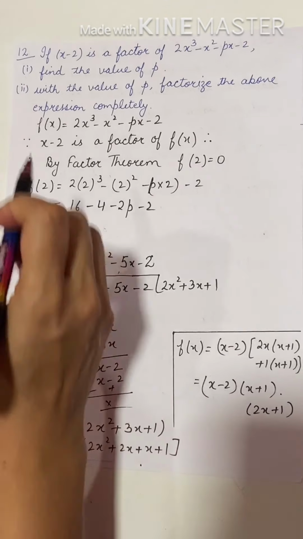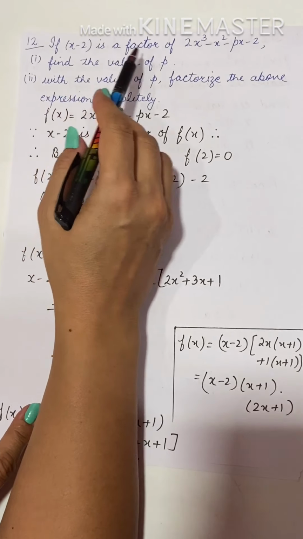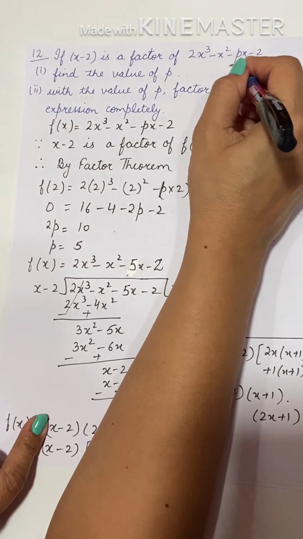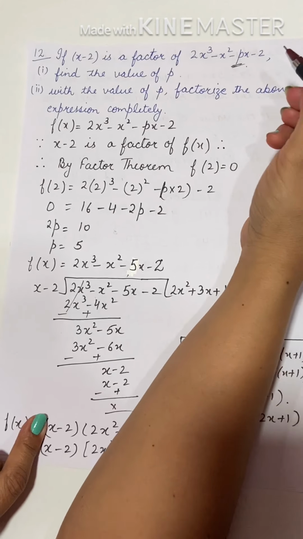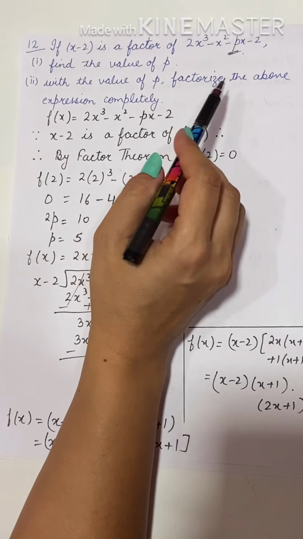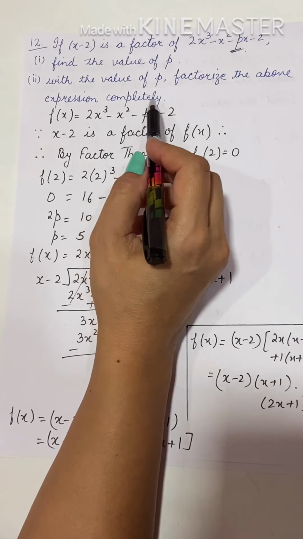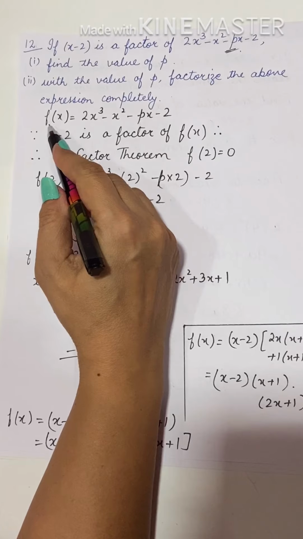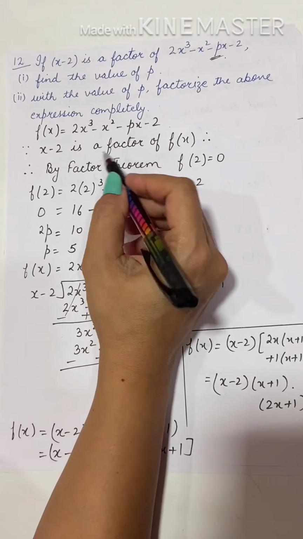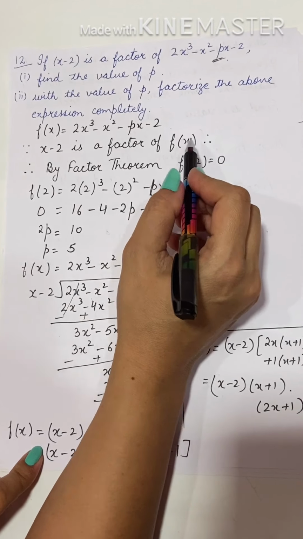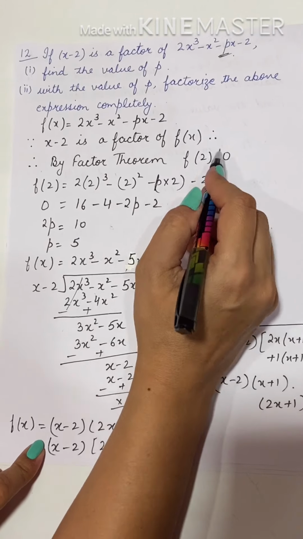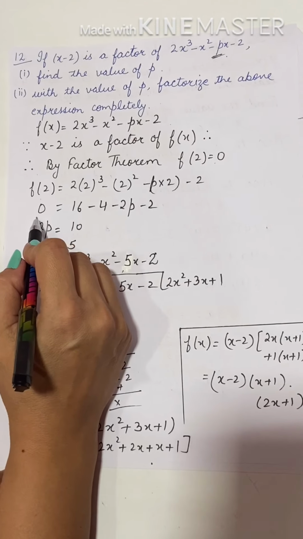Next question, number 12. If x minus 2 is a factor of this polynomial, find the value of p. Here one of the coefficients is missing. We have to find the value of p, and with the value of p, you have to factorize the above expression completely. So again I have taken f(x) is equal to 2x cube minus x square minus px minus 2. Now since x minus 2 is a factor of f(x), therefore by factor theorem f of 2 is equal to 0. So calculate f of 2 and put it equal to 0.